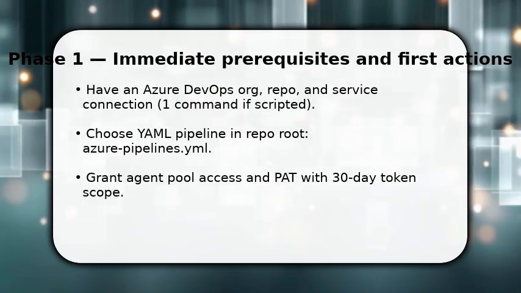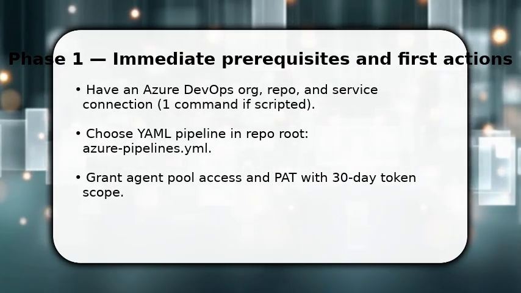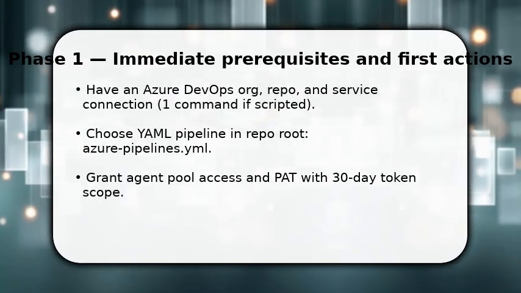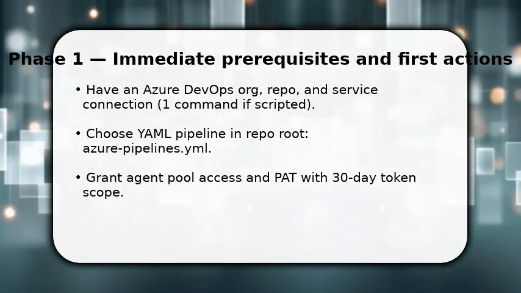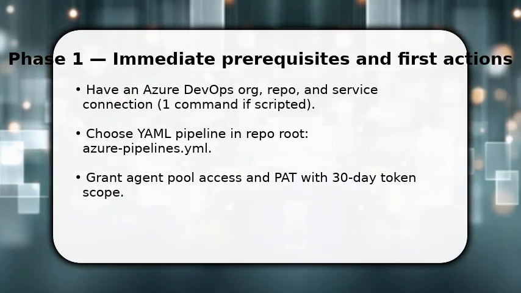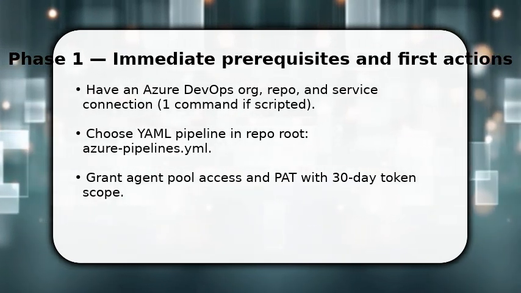Then add a short pipeline that checks out code and runs a simple build task so you verify connectivity. This first run proves the pipeline can access the repo, and the agent can execute jobs.